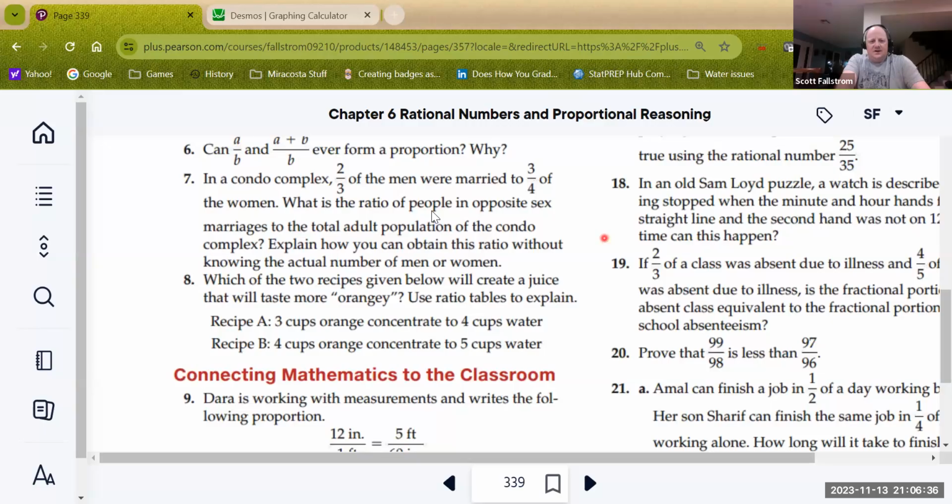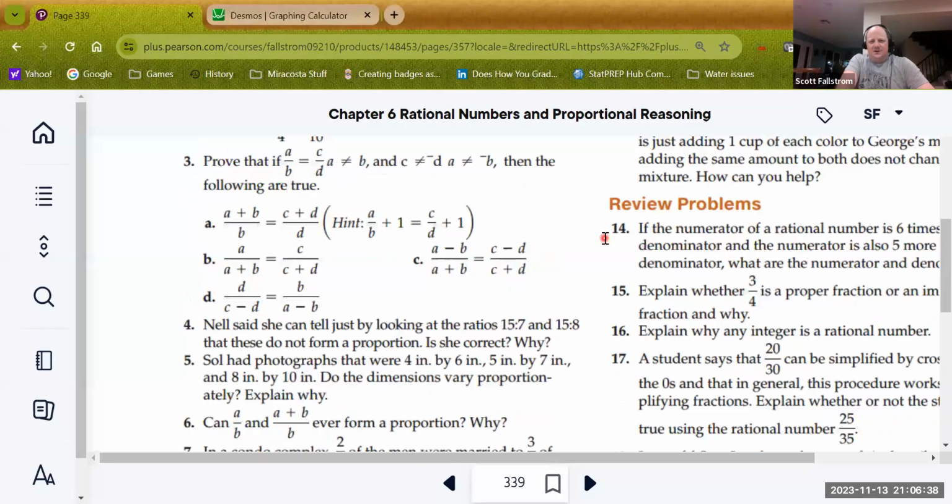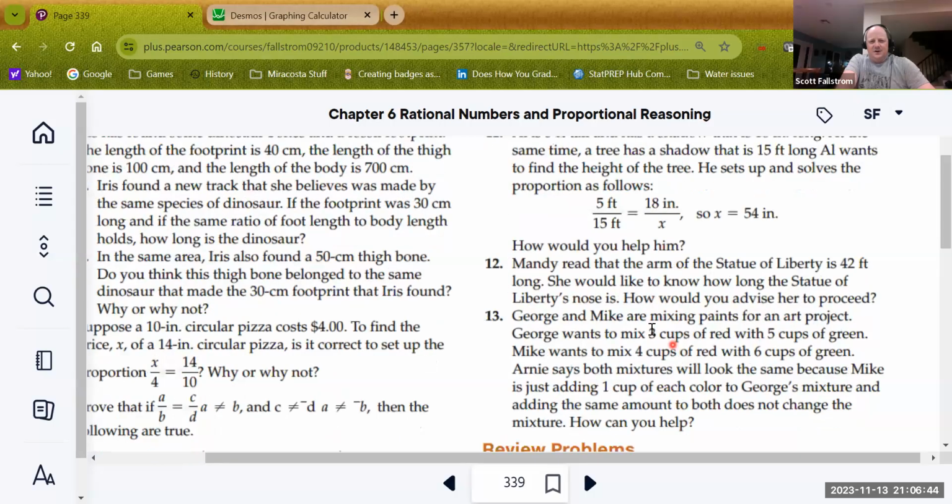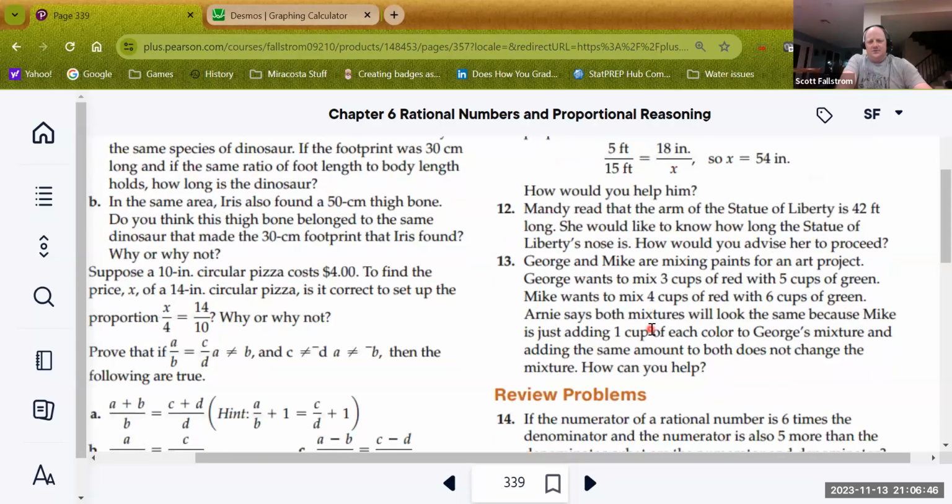And the last one is Math Connection 12. Is this the one with the Statue of Liberty? I think it is. Yep. Statue of Liberty: the arm of the Statue of Liberty is 42 feet long. She would like to know how long the Statue of Liberty's nose is. Okay.